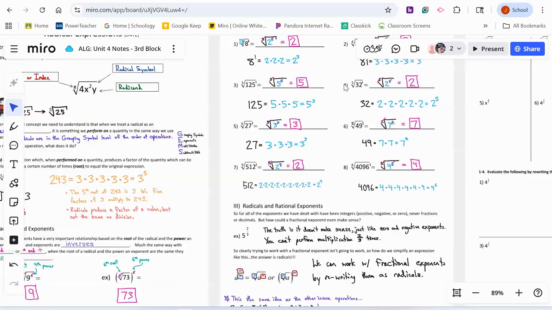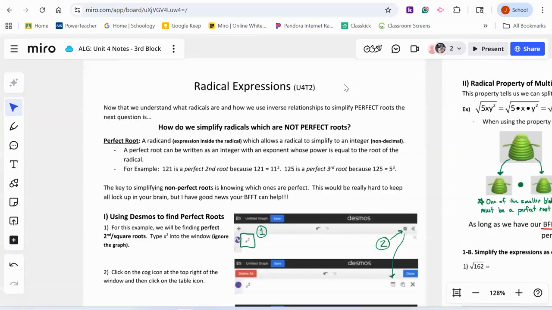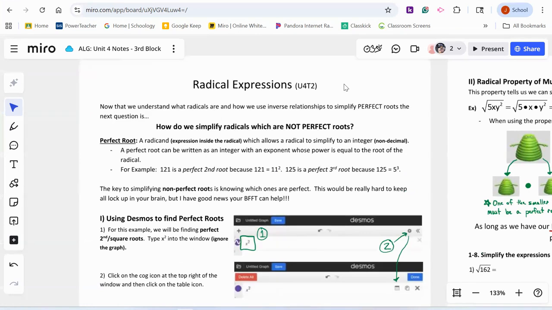All right. So what we're going to start with, guys, and this is the stuff you don't have a paper copy of yet, but I will give it to you eventually here. So how do we simplify radicals when they are not perfect roots? All right. So quick recap here.